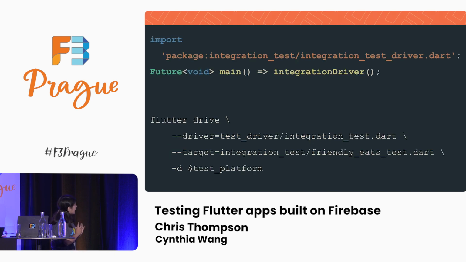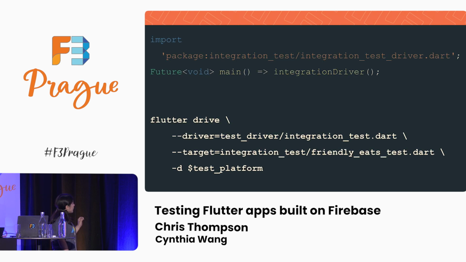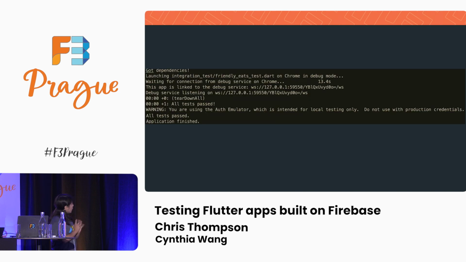And now to run our tests. First, we're going to import and add an integration driver from Flutter, and we're going to save the file. In the command line, we're going to point the driver to the file that we just saved and the target to our integration test file. And then the test platform is going to be where we're testing it, so Chrome, macOS, Android. And cool, that's our integration test running.